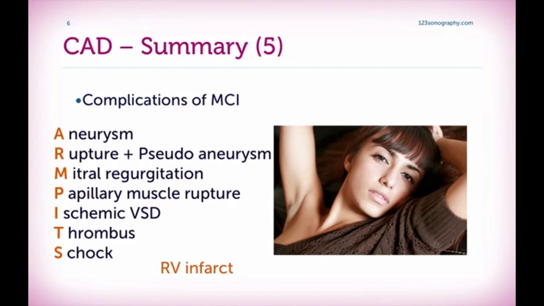How can you remember the different complications of myocardial infarction? Remember the word ARMPITS: A for aneurysm, R for rupture and pseudoaneurysm, which is a form of rupture, M for mitral regurgitation, P for papillary muscle rupture, I for ischemic VSD, T for thrombus, S for shock. The only thing that is not included is RV infarct.